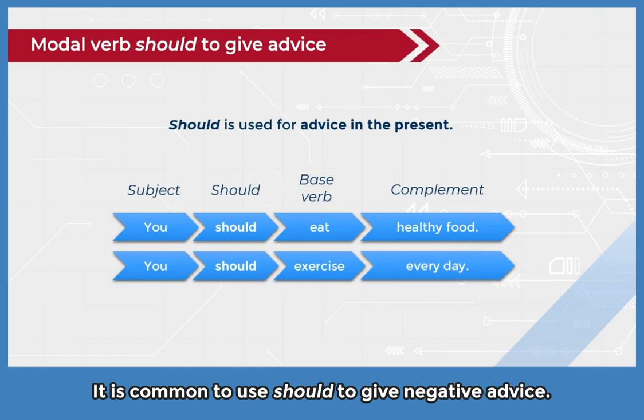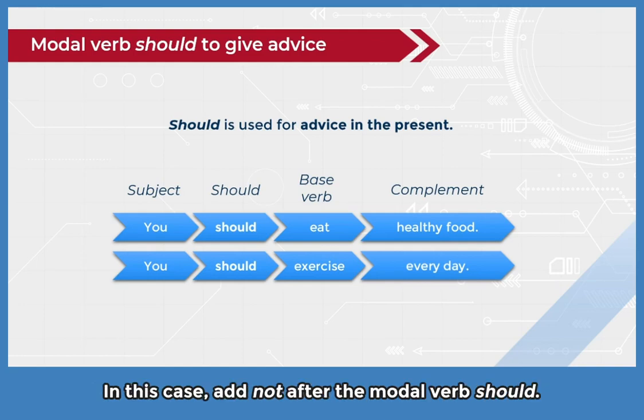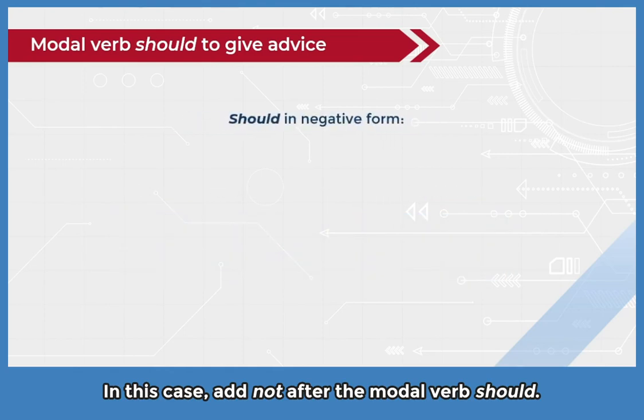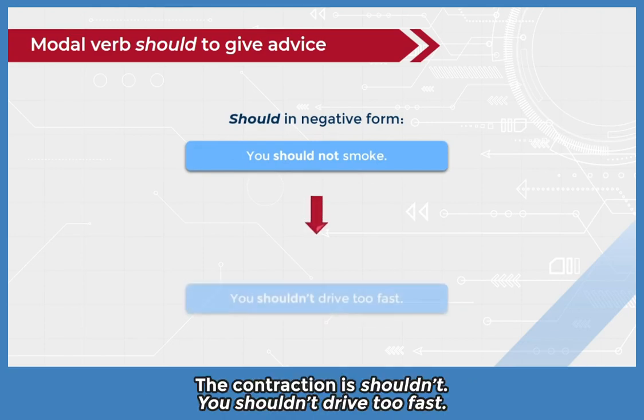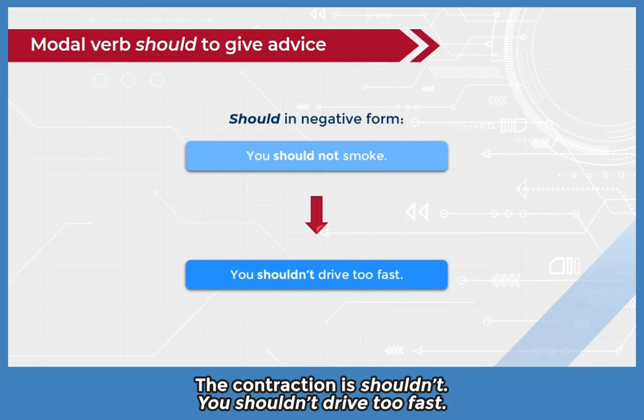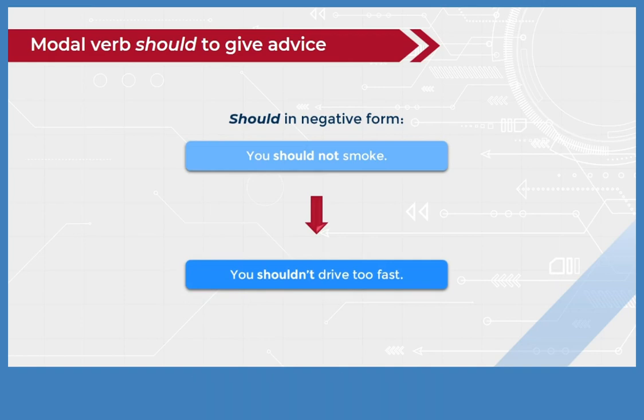It is common to use should to give negative advice. In this case, add not after the modal verb should. For example, you should not smoke, or you should not eat too much candy. The contraction is shouldn't. You shouldn't drive too fast.